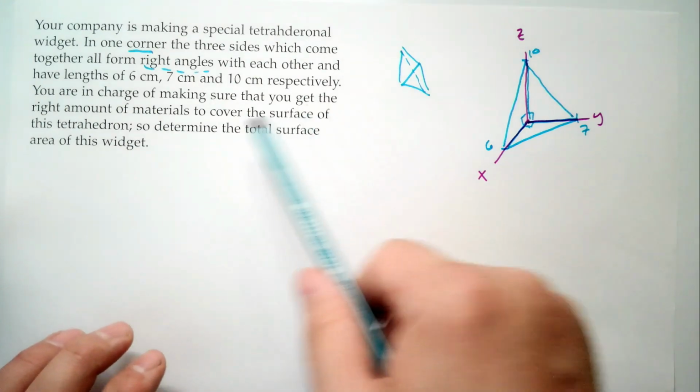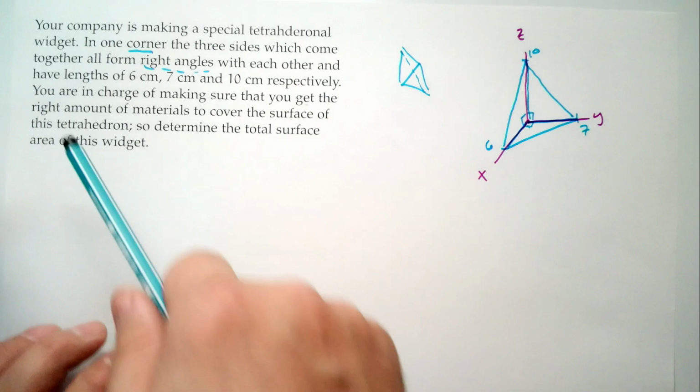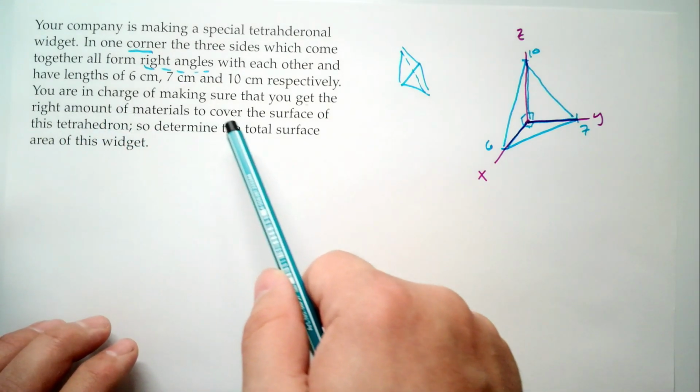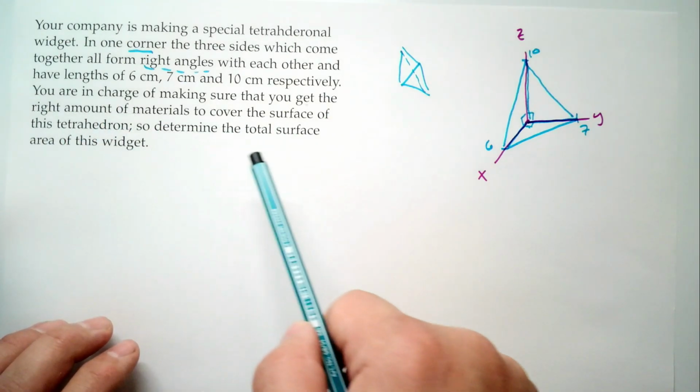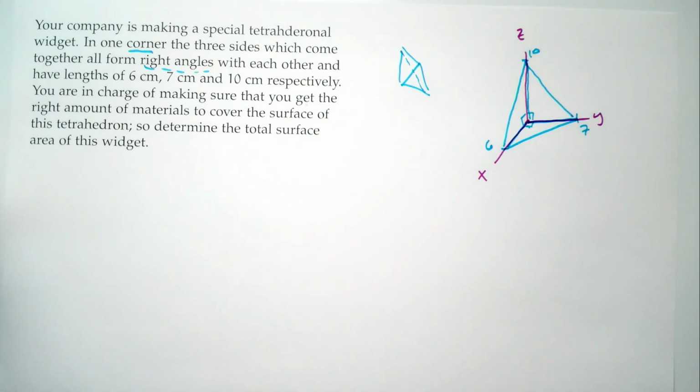Now, continuing on. Oh wow, that's a lot of responsibility. You are in charge of making sure that you get the right amount of materials to cover the surface of this tetrahedron. So determine the total surface area of this widget. The nice thing is that it's a three-dimensional shape, but in terms of surface area we just have to look at what's on the surface and what type of shapes are involved. Triangles. Lots of triangles. So really we have to find the area for triangles.